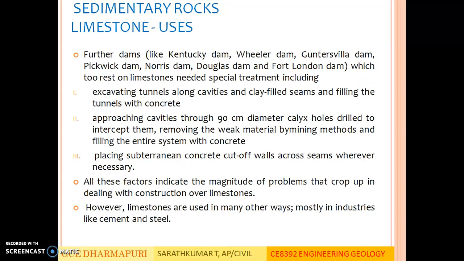Further, dams like Kentucky Dam, Wheeler Dam, Pickwick Dam, Norris Dam, Douglas Dam, and Fort Loudoun Dam, which all rest on limestone, need special treatment, including excavating tunnels along cavities and clay-filled seams and filling the tunnels with concrete. Approaching cavities through 90 cm diameter calyx holes and drilling to intercept them, removing the weak material by mining methods, and filling the entire system with concrete. Placing subterranean concrete cut-off walls across seams wherever necessary.